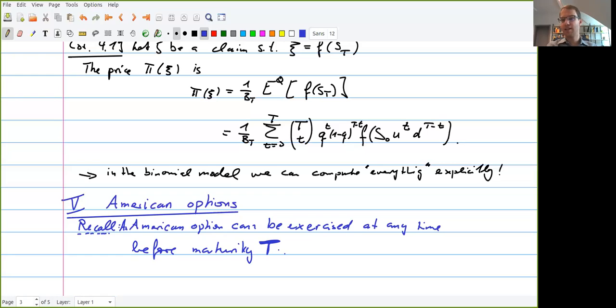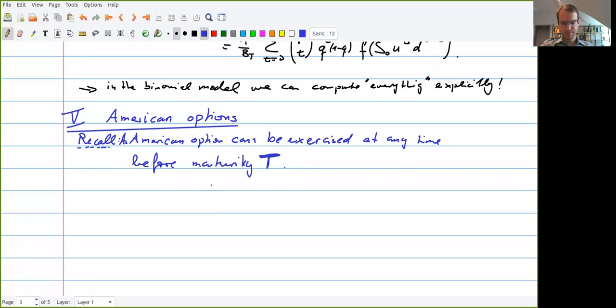And these additional exercise rights make the pricing and hedging more complicated compared to the same problem for European ones, because there's an asymmetry between the buyer or holder of the option and the seller of the option. Because the seller sells the option and then he has no influence anymore when the buyer will exercise it. So there's a game component associated to this option.